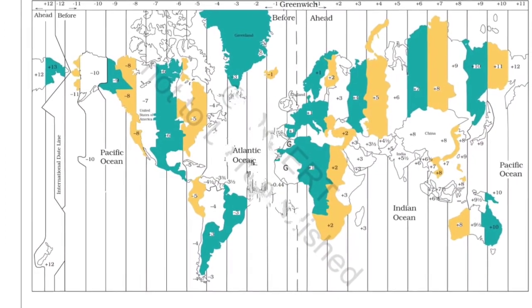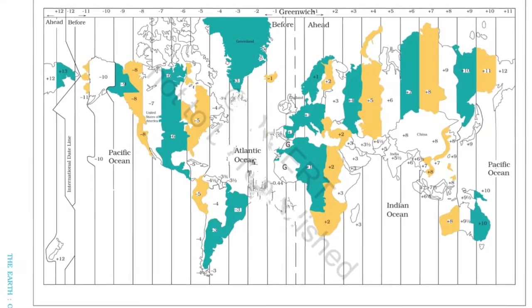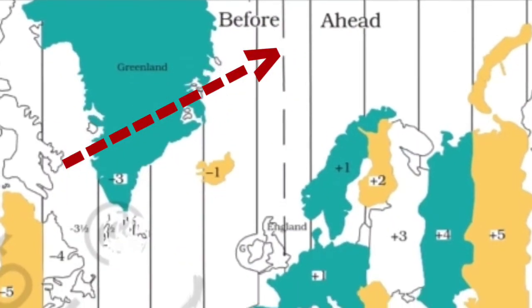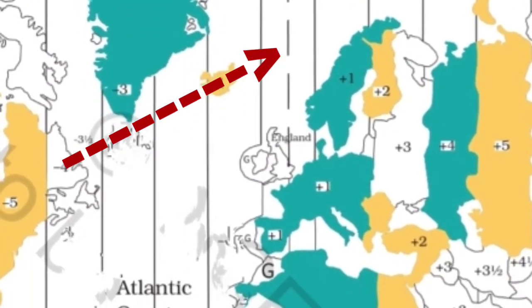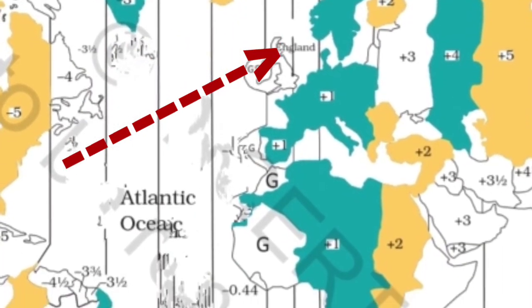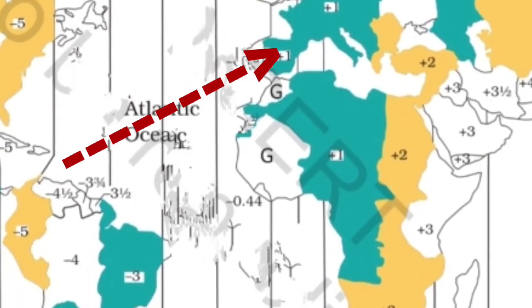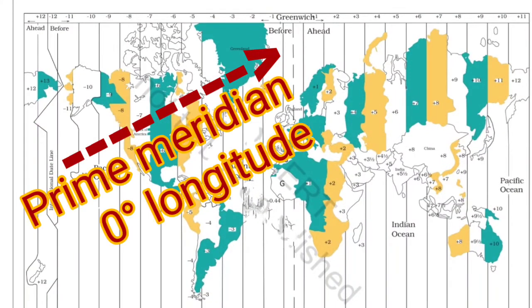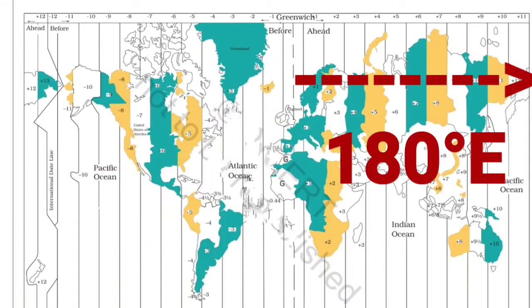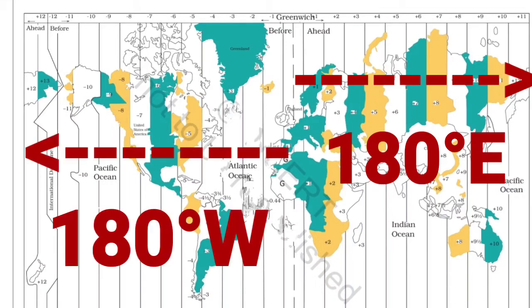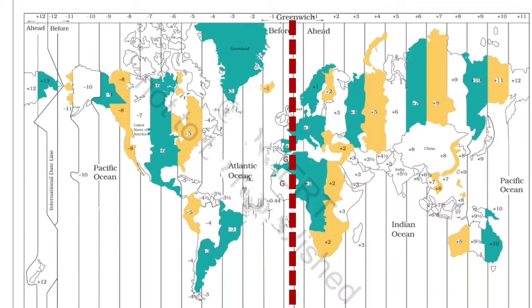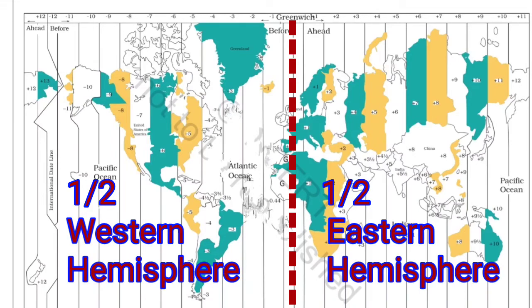So all the countries of the world decided that the count of longitude should begin from the meridian which passes through Greenwich, where the Royal British Observatory is located. So children, this important meridian is known as the prime meridian. Its value is 0 degree longitude, and from it we count 180 degrees eastward as well as 180 degrees westward. The prime meridian divides the earth vertically into two equal halves, that is the eastern hemisphere and the western hemisphere.